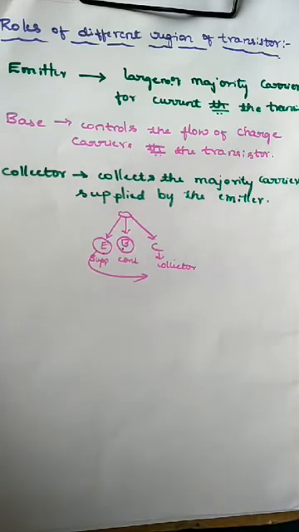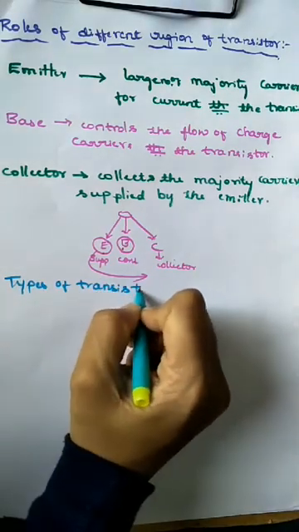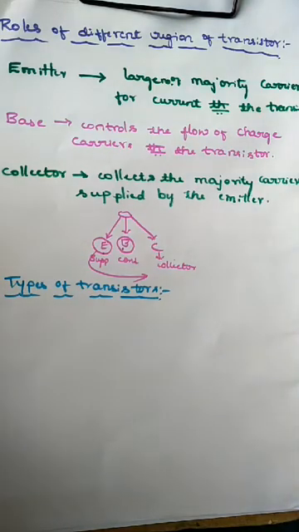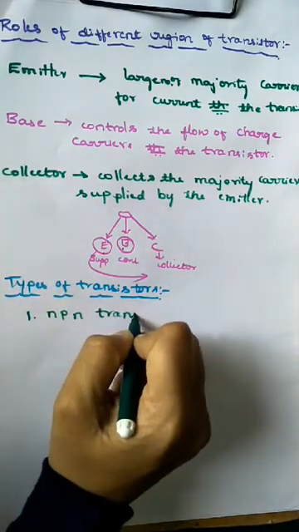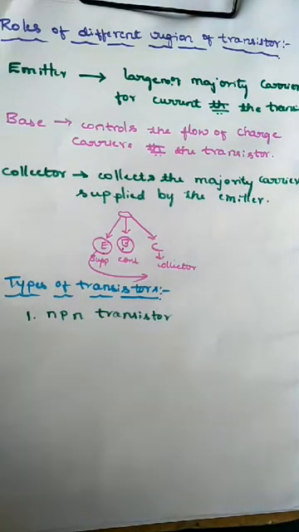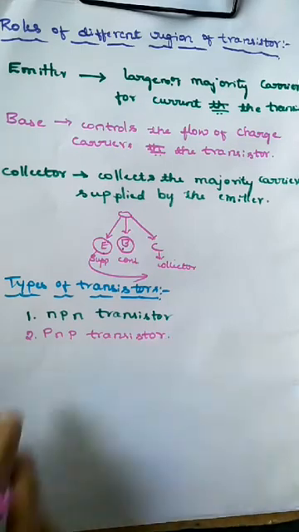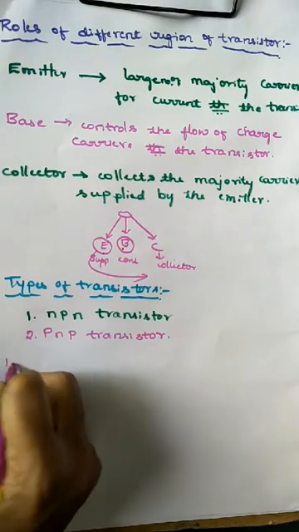The next one here, the types of transistor. There are two types of transistor. One is NPN transistor. The second one is PNP transistor. Okay, so now let us see what the NPN transistor is and what the PNP transistor is. The first one is NPN transistor.